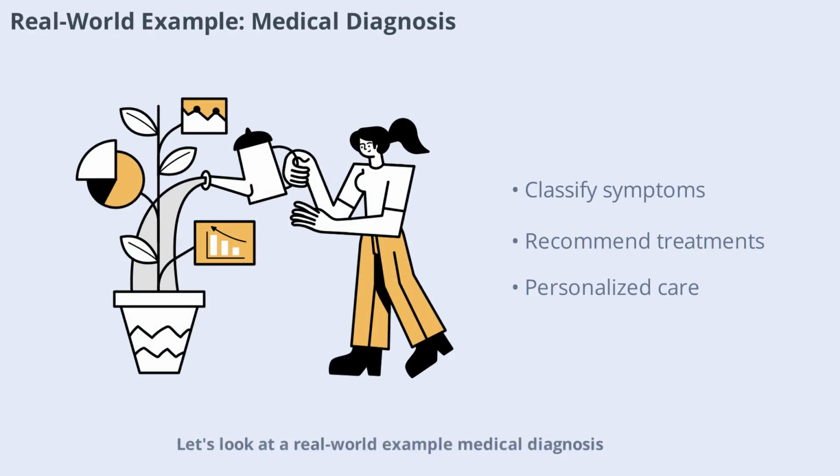Let's look at a real-world example: medical diagnosis. Decision trees can help doctors classify symptoms and suggest possible conditions based on patient data. Rule-based systems can then apply medical guidelines to recommend treatments or further tests. By combining both approaches, healthcare providers can offer more accurate and personalized care to patients.